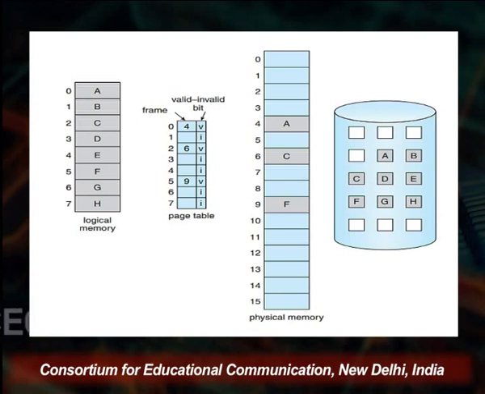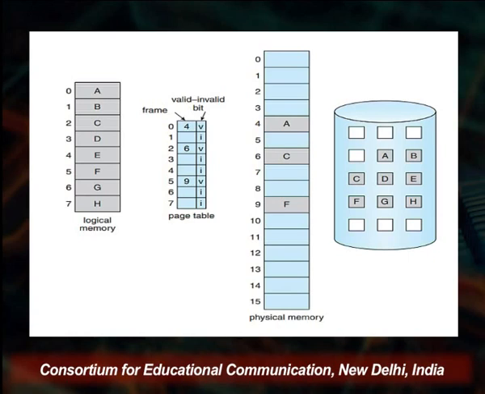Now, corresponding to 4, 6 and 9, you can check the valid invalid bit inside the page table. The bits corresponding to the frame number 4, frame number 6 and frame number 9 are set as V, which is valid. All the other bits are invalid, that means all other frames are not available.